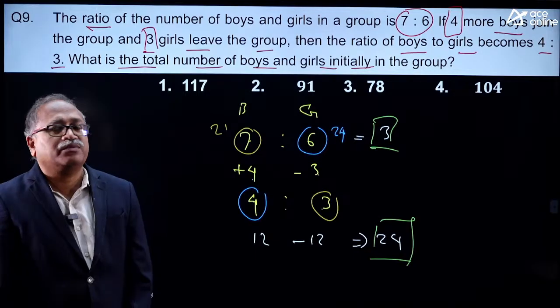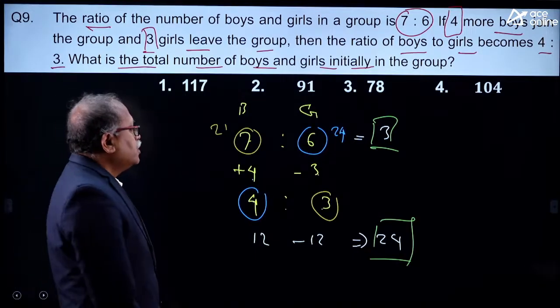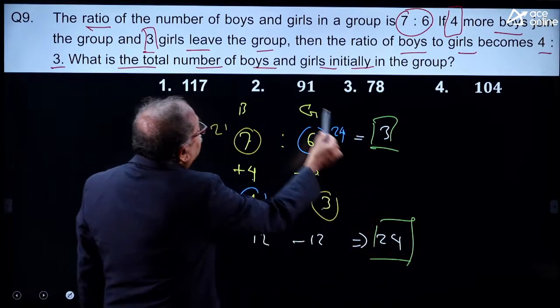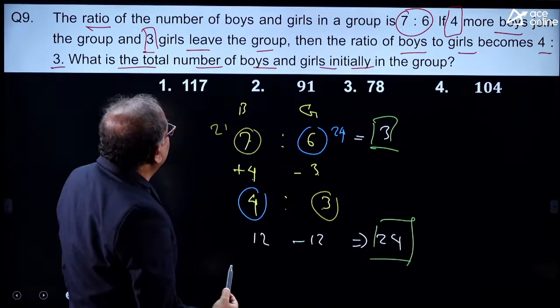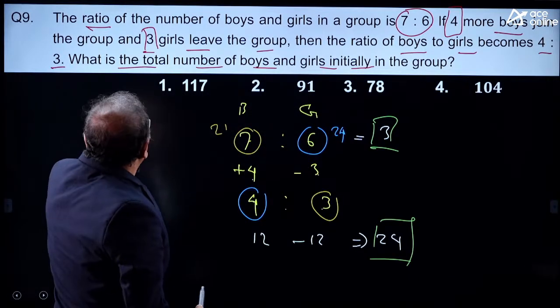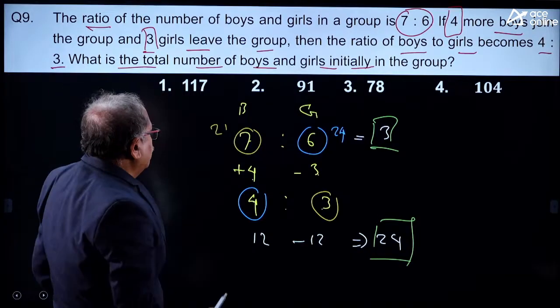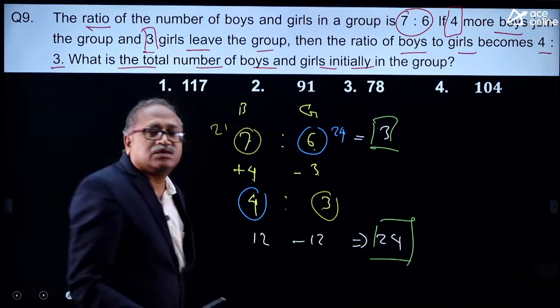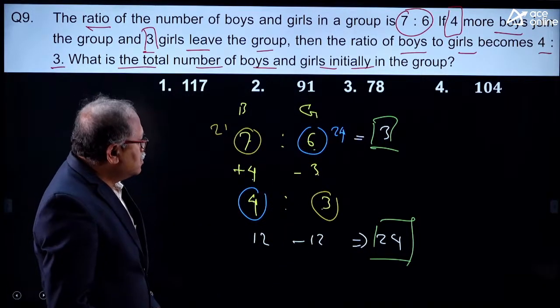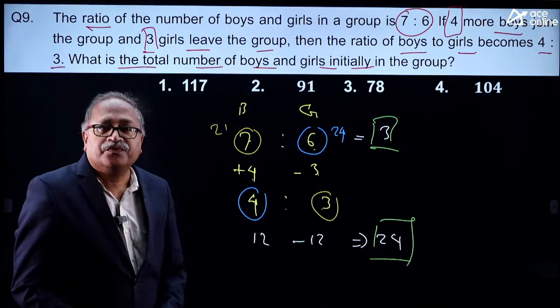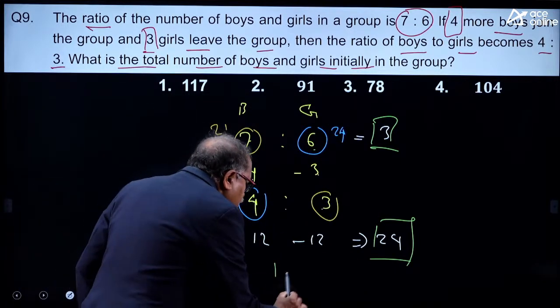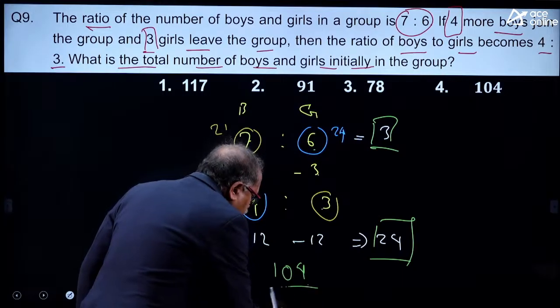This is one way of approach which I feel comfortable. So, when 1 part is 8, what is the initial number of boys and girls? Sum of the total number. So, sum is 7 plus 6 is 13, and 13 into 8, 104. So, that is how I am getting 104.